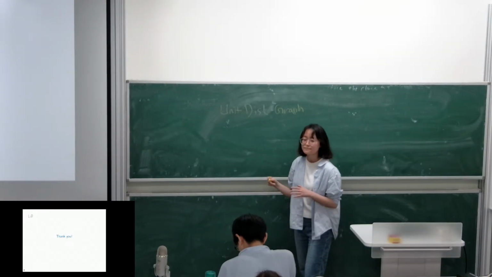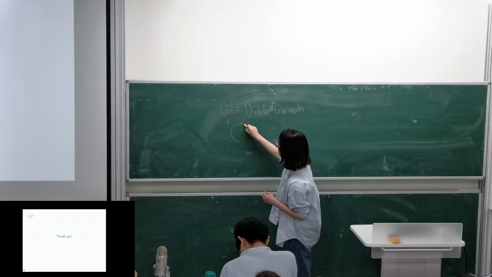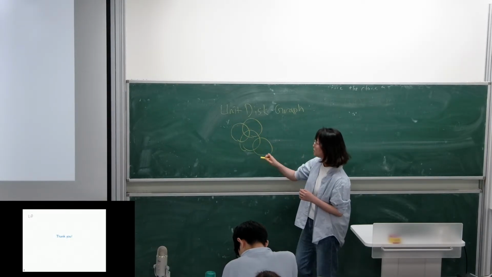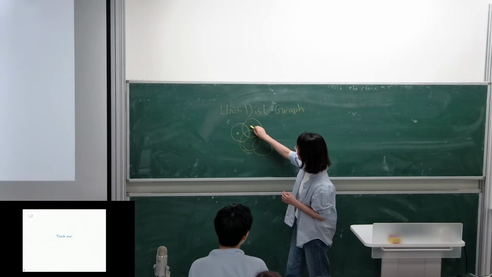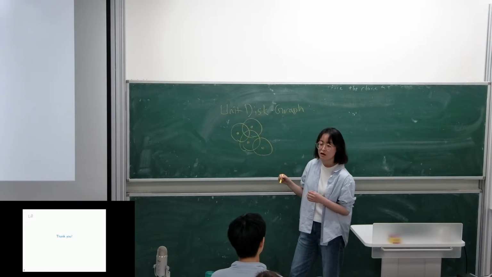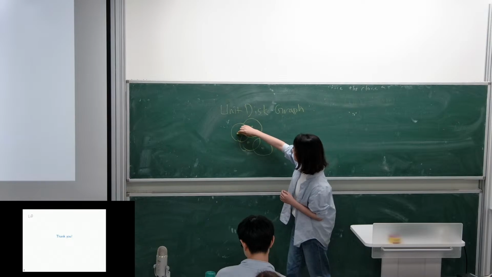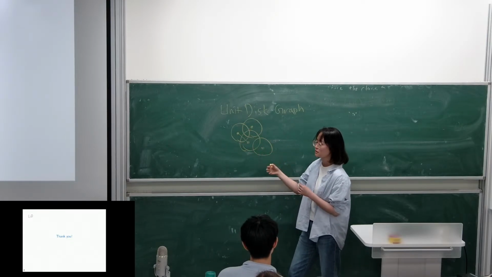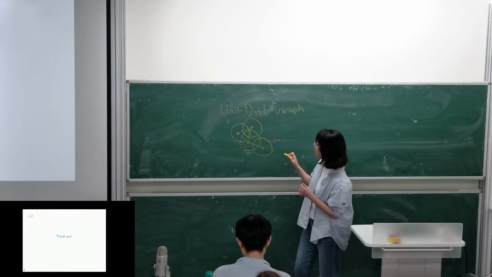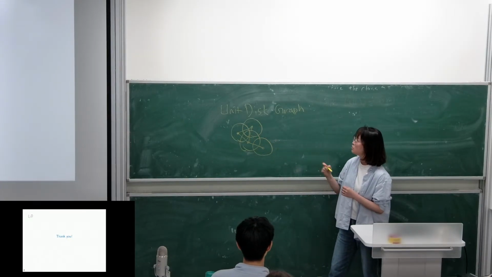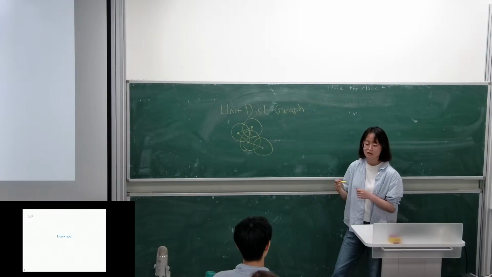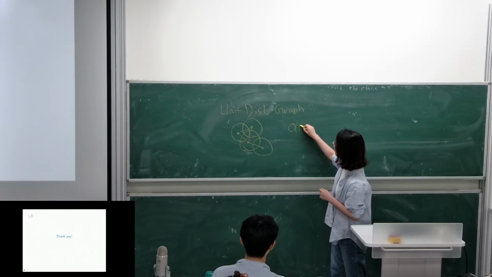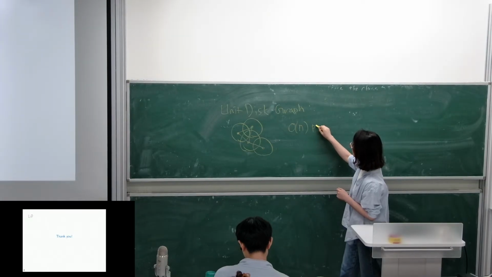A unit disk graph is a graph class defined by a set of unit disks. Here, each disk defines a vertex of the graph, and we connect two vertices if their corresponding disks intersect. In a unit disk graph, there exists a well-separated pair decomposition consisting of order of n pairs.